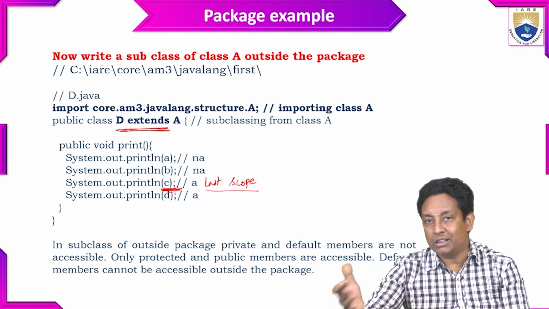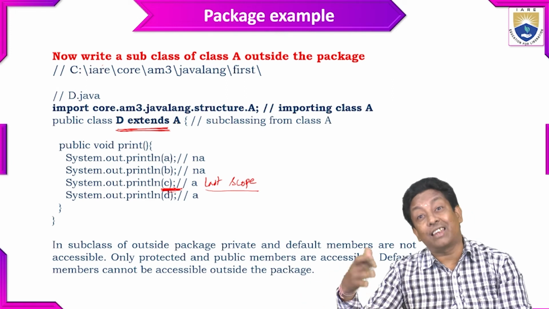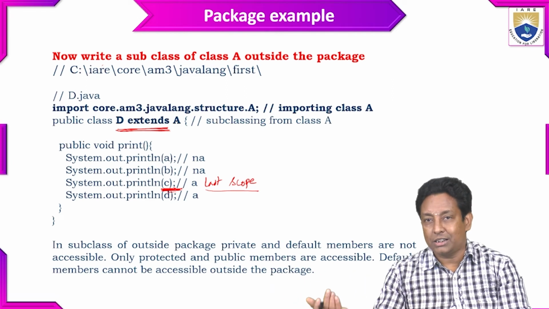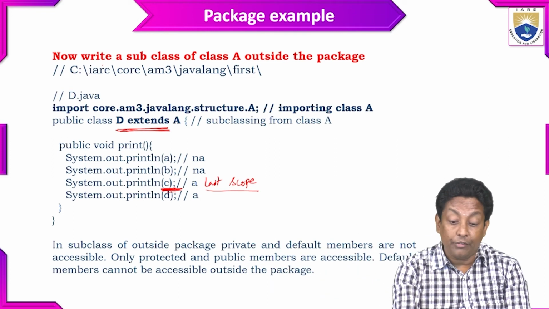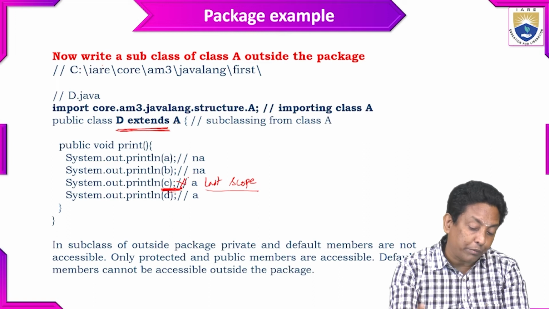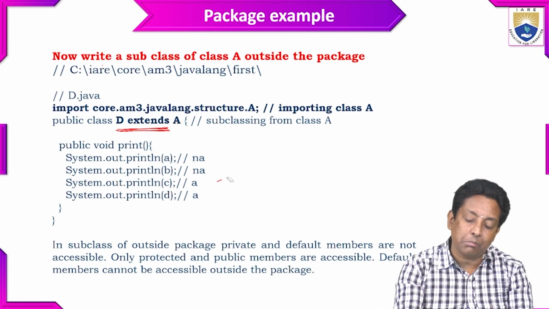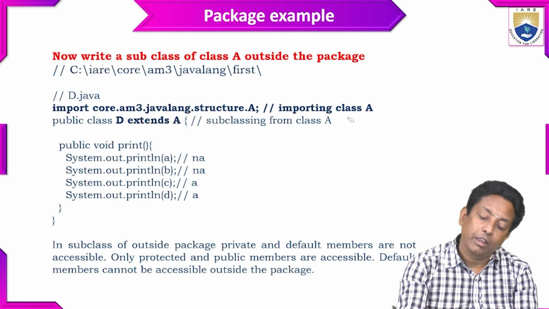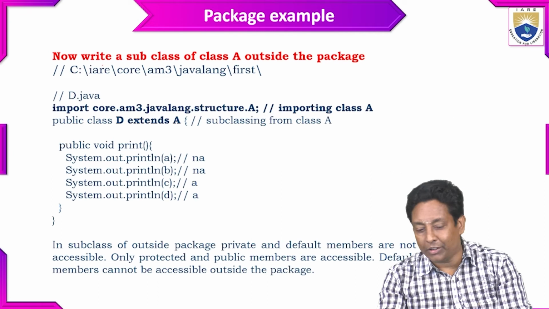So D extends A. The next class coming is E. E instantiates A and tries to access its A, B, C, D variables. Private member cannot come. Default member cannot come. Even a protected member cannot come to instantiated classes outside the directory. Then which access specifier member can be accessible anywhere within the system? Only public. Public is the final winner.